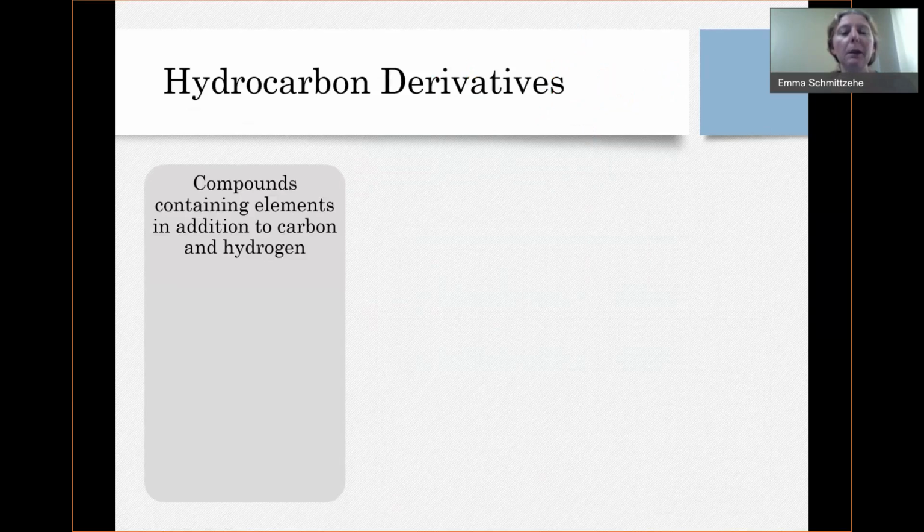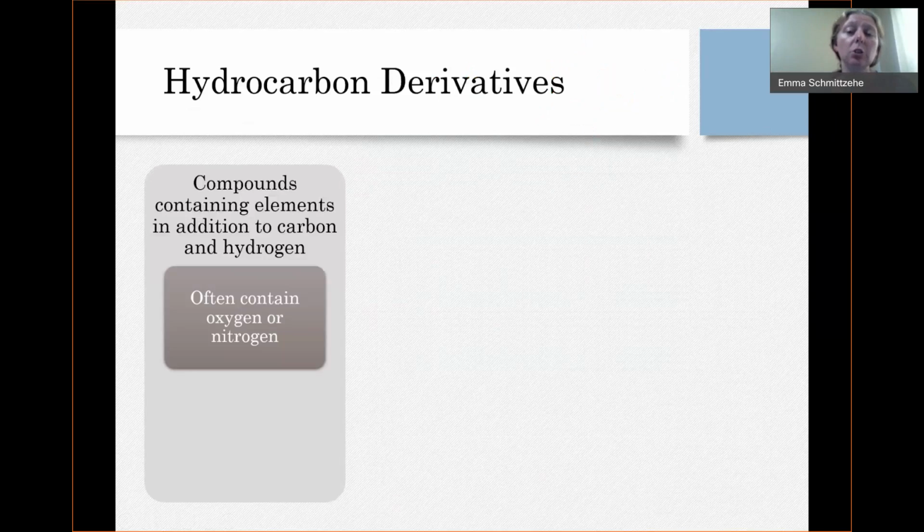And so that's going to contain elements in addition to carbon and hydrogen. A lot of times it's oxygen or nitrogen or possibly both. You can also have halogens, occasionally sulfur and phosphorus, things like that. Occasionally there are metals, but most of the time it's carbon, hydrogen, and then oxygen or nitrogen or possibly both.